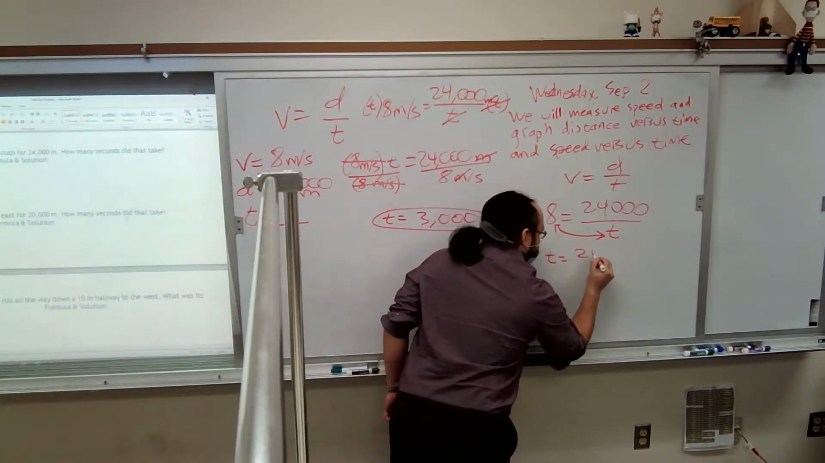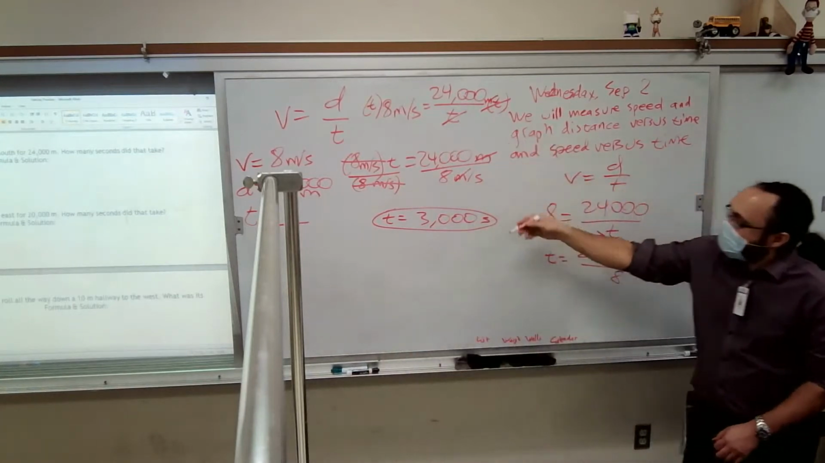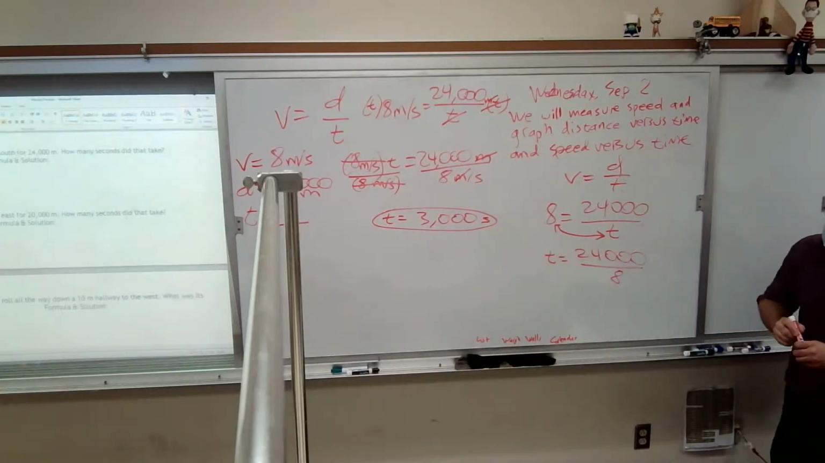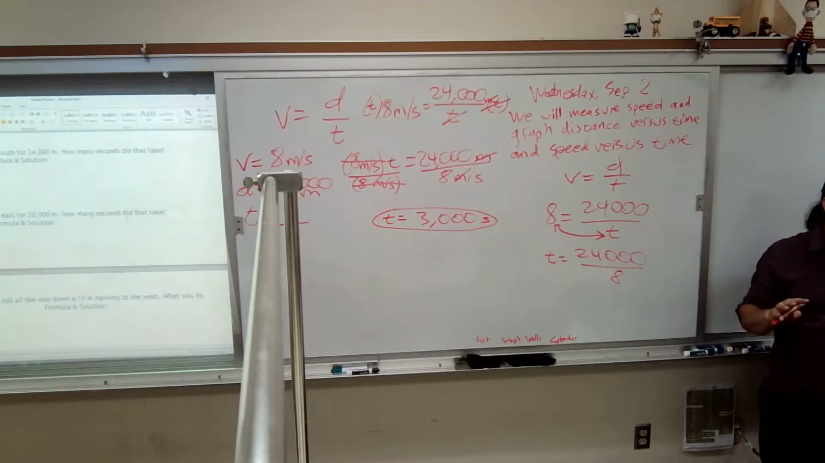So t equals 24,000 divided by 8. And that's exactly what we got to by doing all this mess up here. But we didn't have to make a mess because we used a shortcut. It's a good one to use if you can keep that straight.